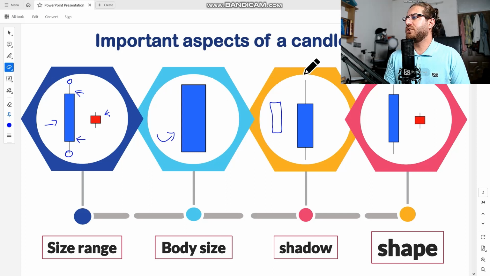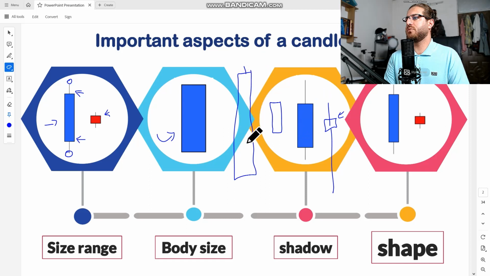Anyway, the shadow of the candlestick and the body of the candlestick create a range of diversity of candlesticks. We have small bodies of candlesticks with large shadows, or we have very large candlesticks with very small shadows or no shadow at all.